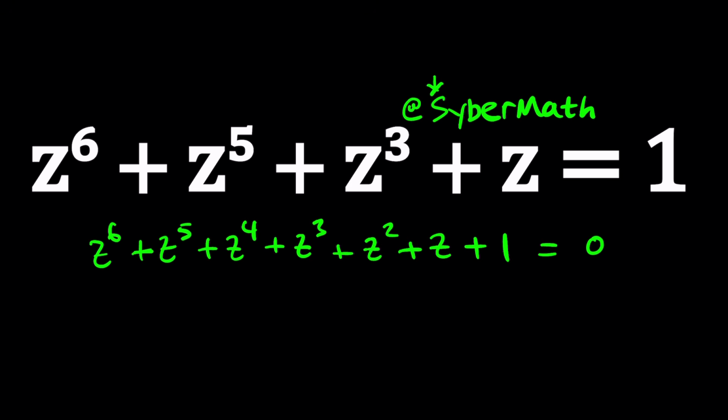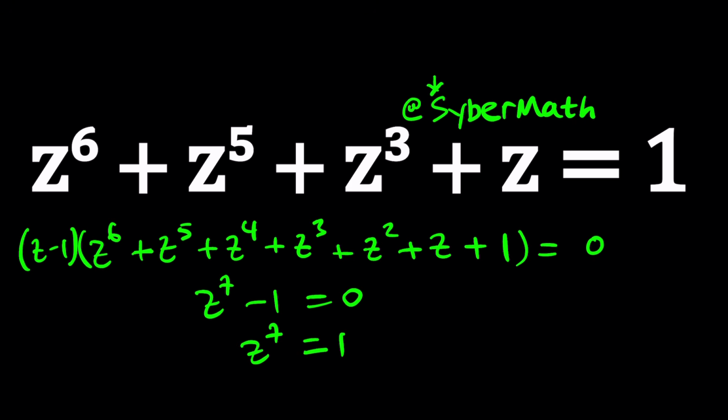But back to the equation. If we had all these powers, we could easily multiply both sides by z minus 1. And of course, on the right-hand side, nothing is going to change. The left-hand side would be z to the 7th minus 1 equals 0. And from here, you could safely say that z is basically the 7th roots of unity, except for 1, of course. In this case, we know that z cannot equal 1 because z equals 1 does not satisfy the original equation.